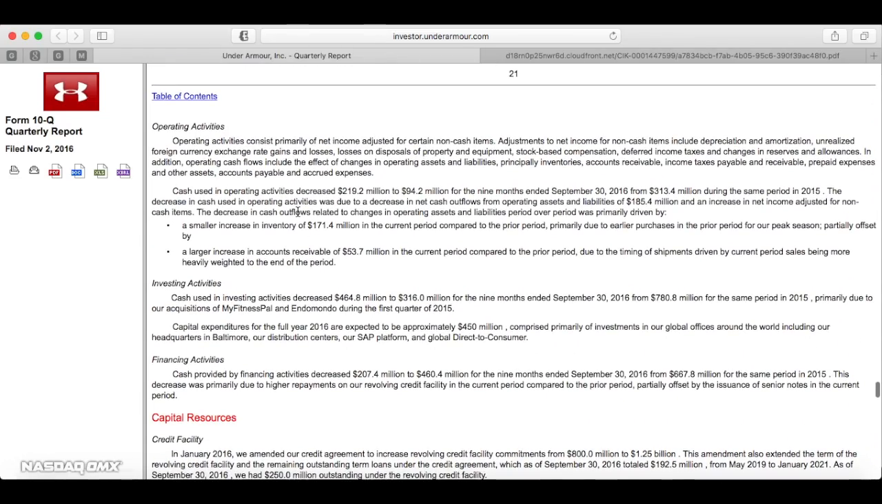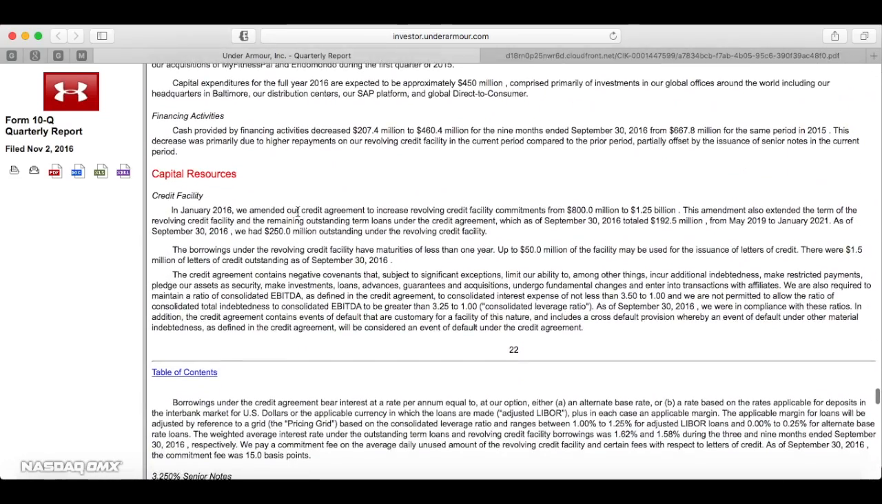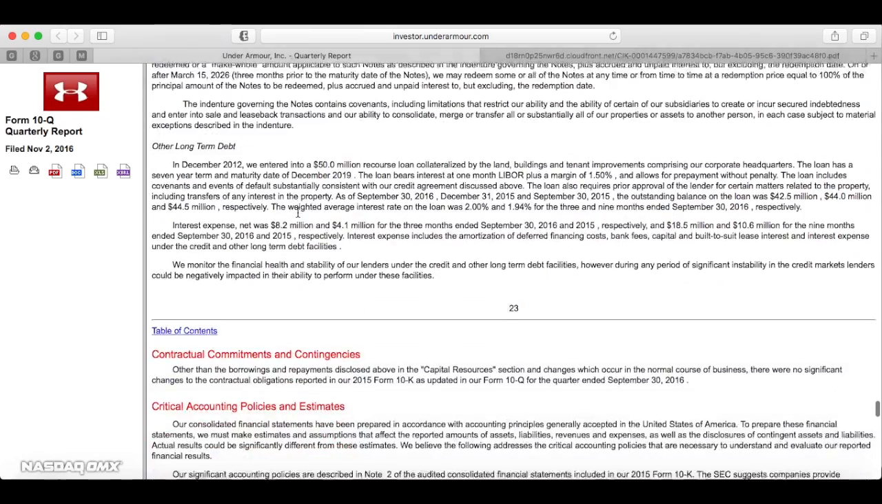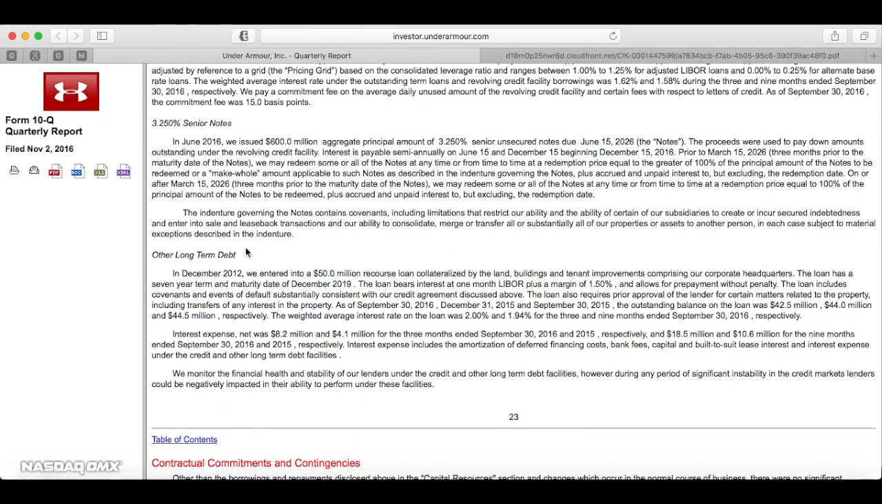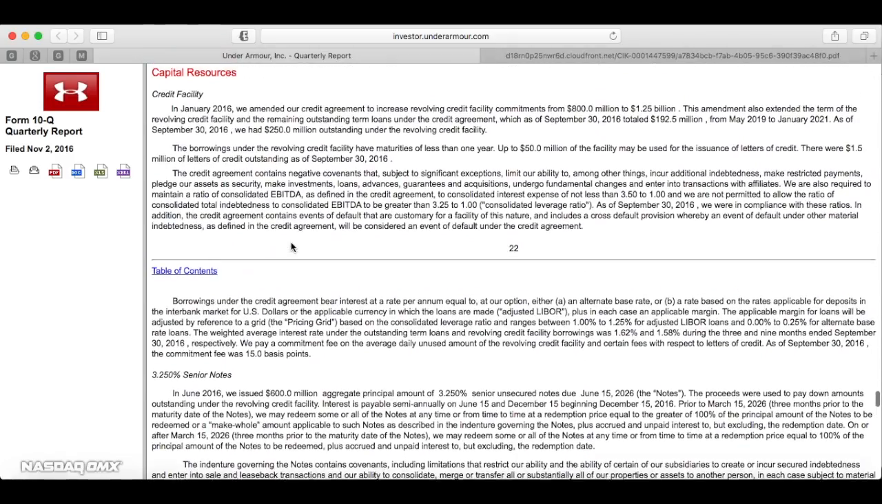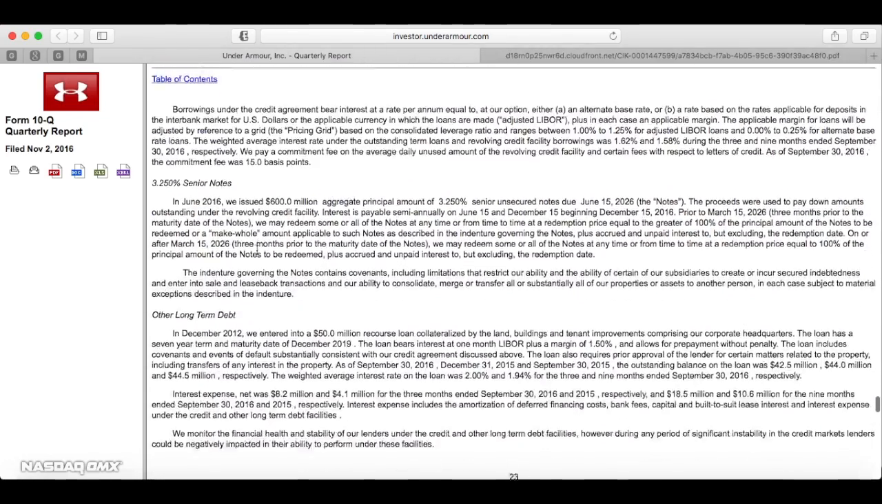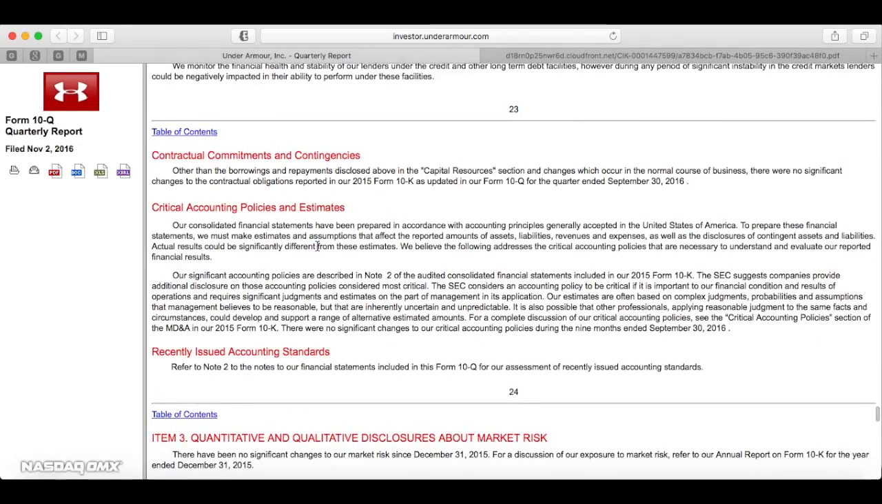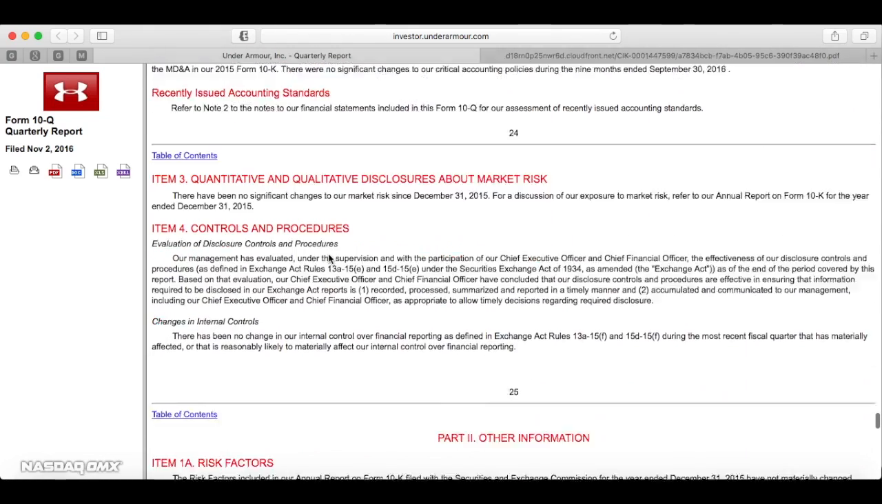More text here. If you want to come in here and read this stuff, they're telling you again about the 3.25% senior notes we went over. I don't know why they have to repeat this, but I'm sure it's just legal mumbo jumbo, or the certain section it has to be in.